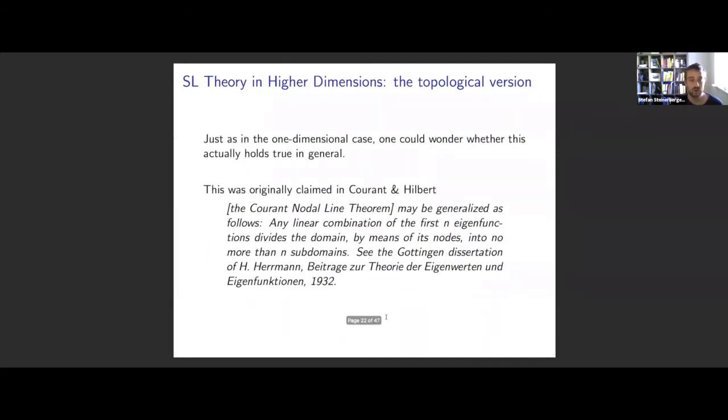So again, here in Courant-Hilbert, you find a footnote. And the footnote says you can actually extend the Courant nodal line theorem. If you take a linear combination of the first n eigenfunctions, then no matter how you combine those, you can never get more than n domains. And it's referred to a Göttingen dissertation of Hermann about contributions to the theory of eigenvalues and eigenfunctions. But this story also has an interesting twist.